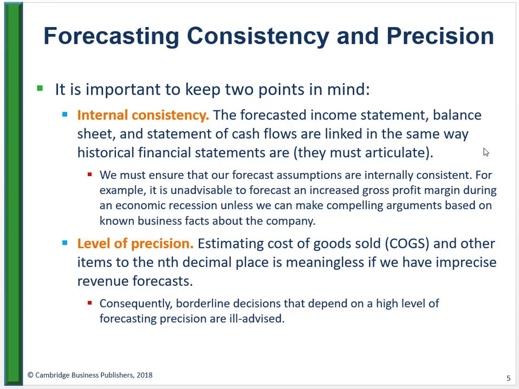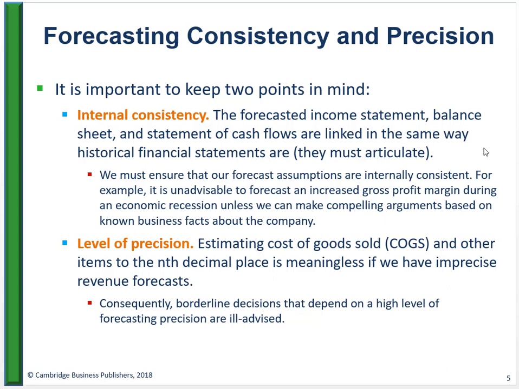Okay, level of precision. Estimating cost of goods sold, as the authors give us an example here, to the nth decimal point is meaningless if we have imprecise forecasts. And the example that I like to give is that the difference between finance and accounting is that with accounting you can be precise because you're dealing with historical numbers, and they should be precise. You should be able to follow the penny to see where every last fraction of your income statement and balance sheet and bank account foots and crossfoots, to use accounting terminology. But with finance, we're trying to forecast the future, and that's a crystal ball at best.